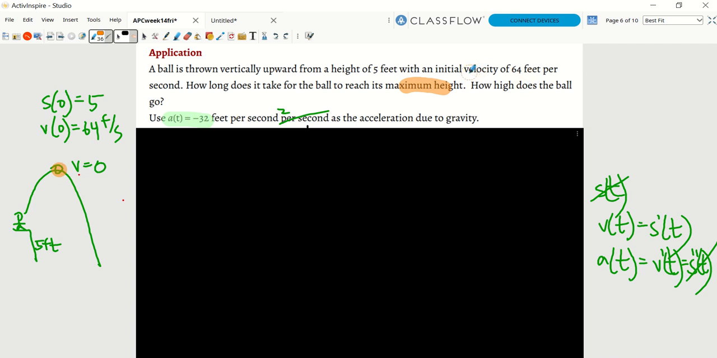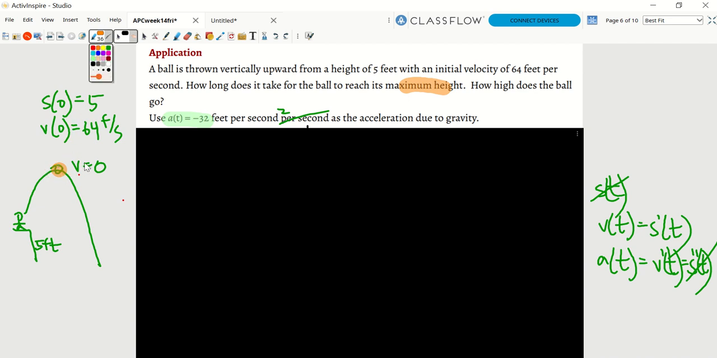This is just what's given. The initial velocity, V at time 0, is 64 feet per second right here. Okay? So what I was going to say was that for the maximum height, how long does it take for the ball to reach its maximum height? We can say that the maximum height is when velocity is 0.